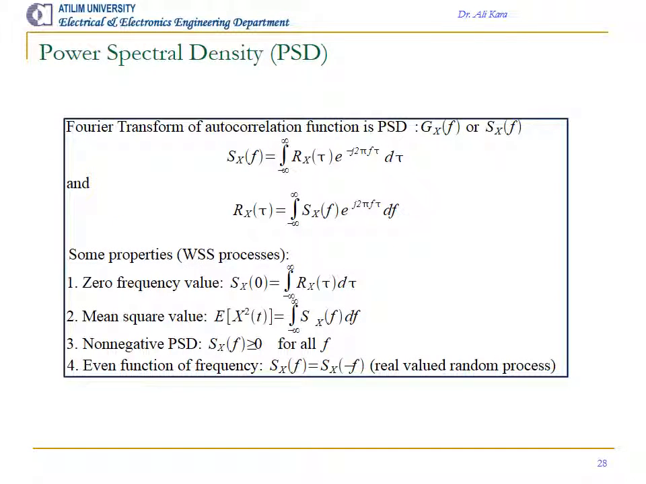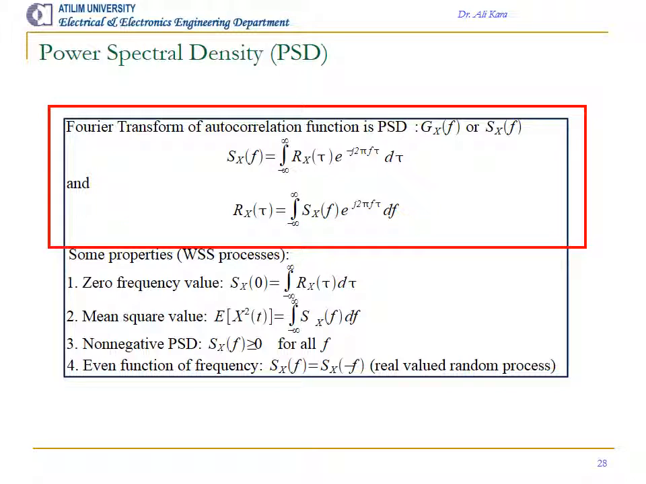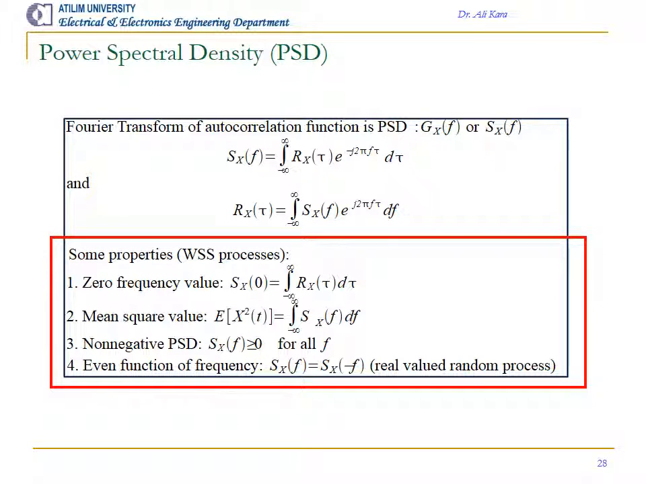Power spectral density, PSD. The Fourier transform of the autocorrelation function is the power spectral density, PSD. It is denoted as Sx(f) or Gx(f). Some properties for WSS processes are: 1. Zero frequency value. Sx(0) is equal to the integral of Rx(tau) from minus to plus infinity.